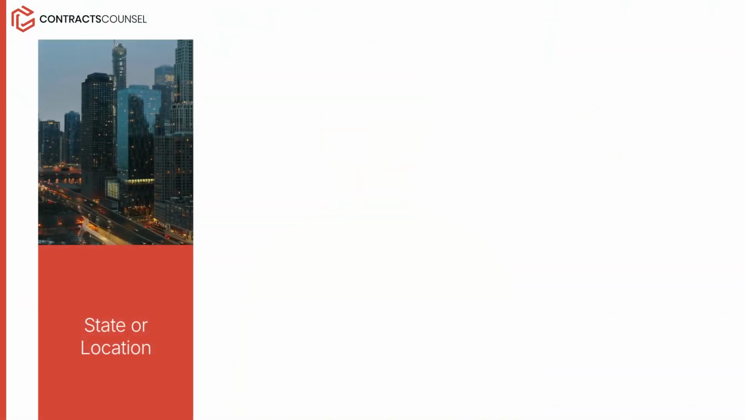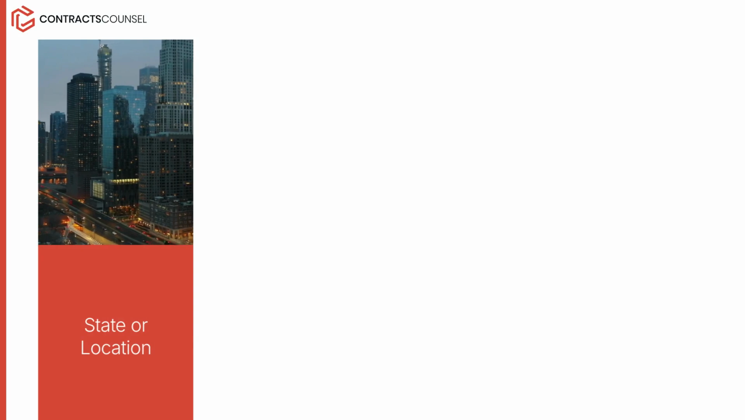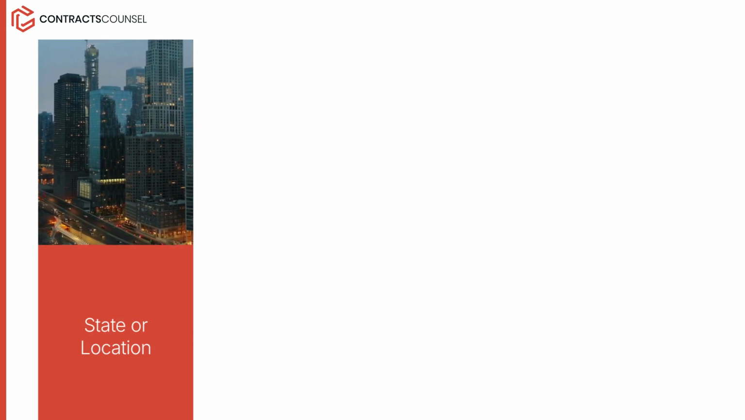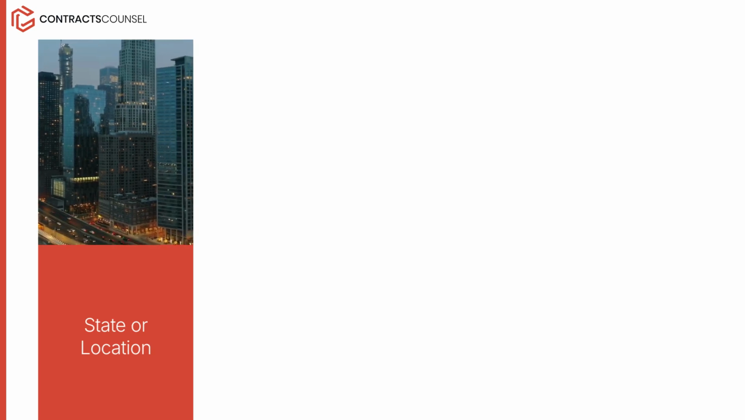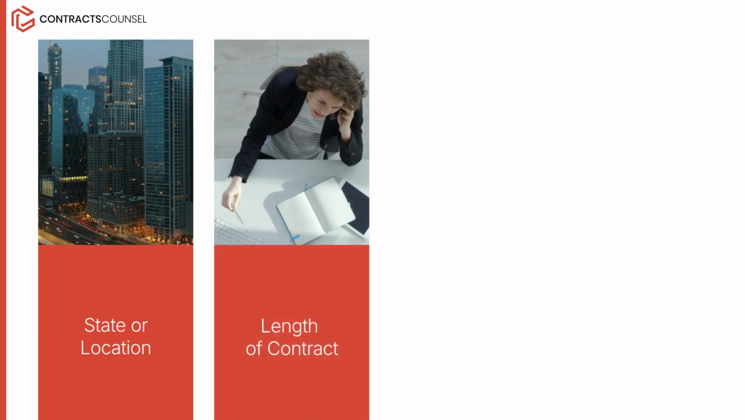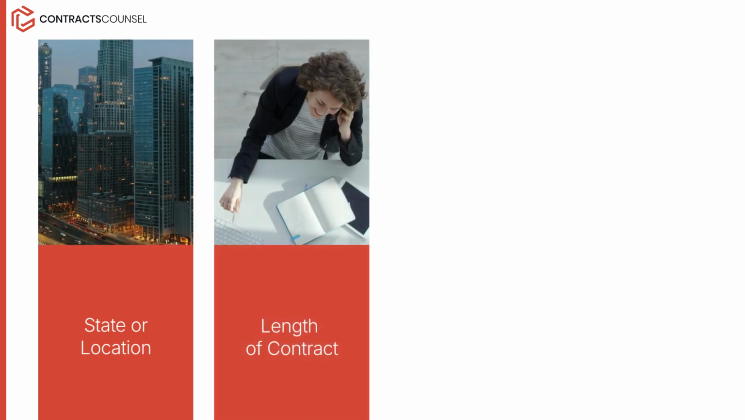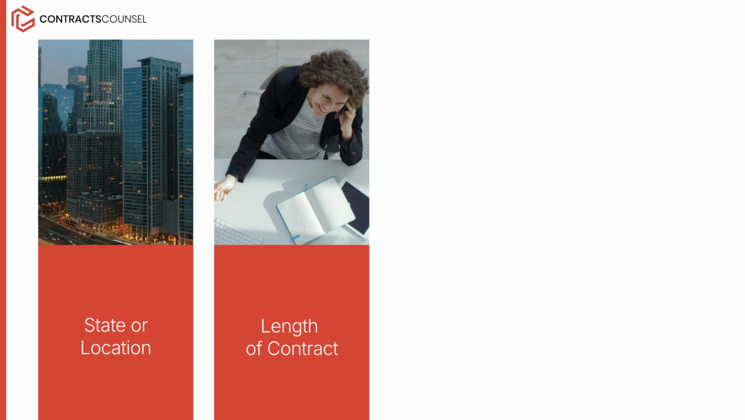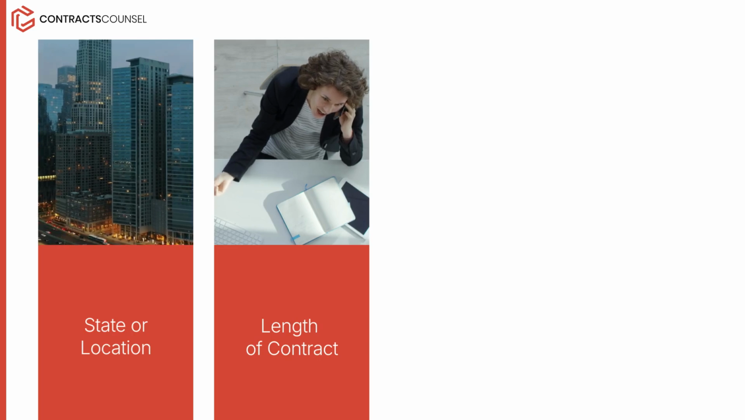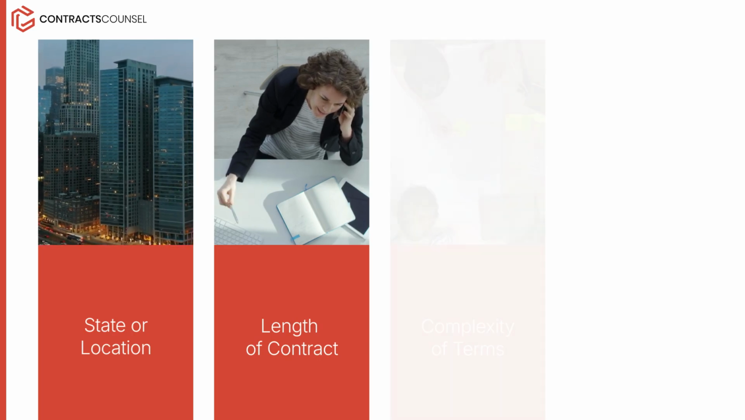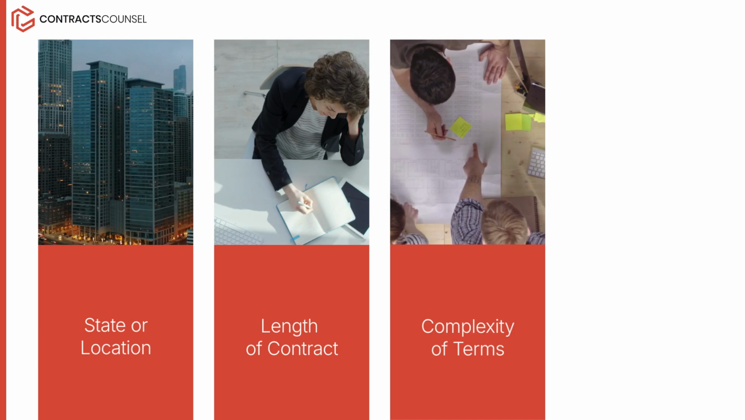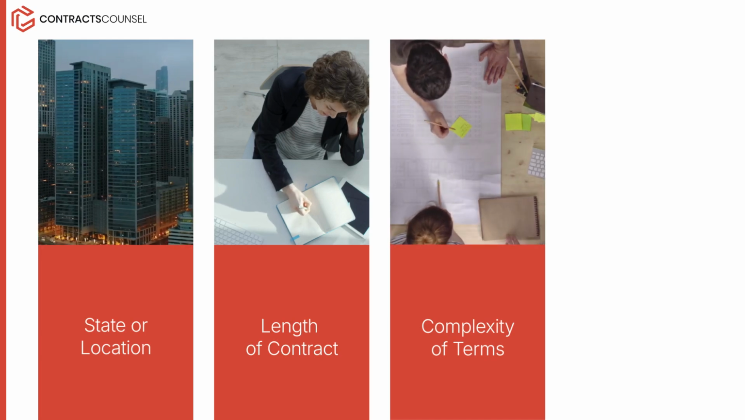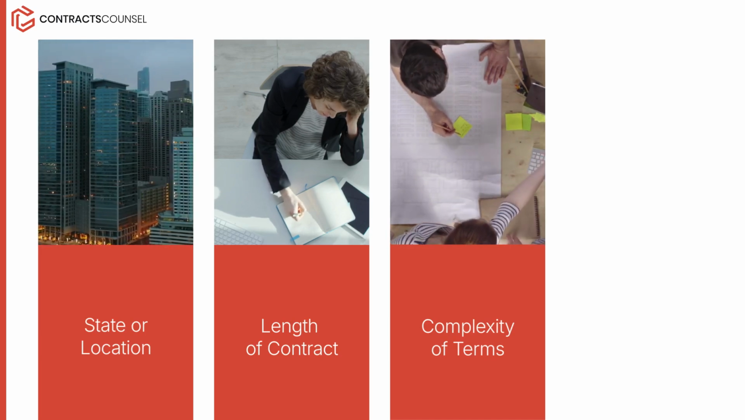State or location. Lawyer fees may vary based on where they are located. For example, a lawyer in New York City will likely have a higher rate than a lawyer in Tulsa, Oklahoma. Length of contract. Given lawyers traditionally bill by the hour, a longer contract with more pages will require more of their time, which can make the legal costs higher. Complexity of terms. If there are complicated terms in the agreement, it can increase legal fees since it'll require the lawyer to spend more time working on the project.